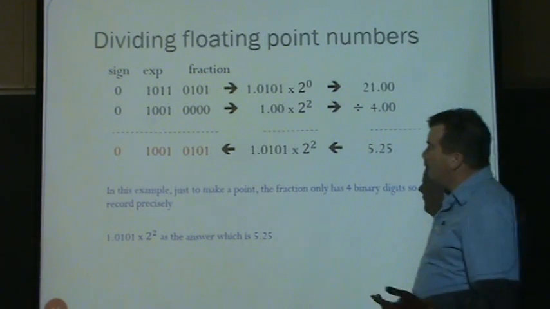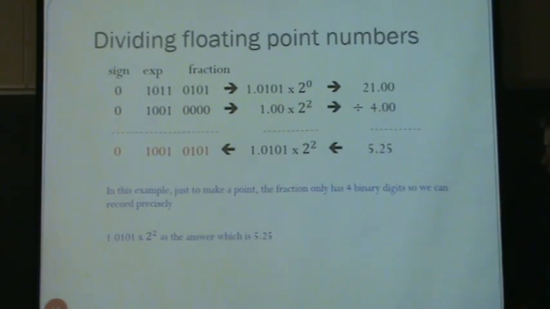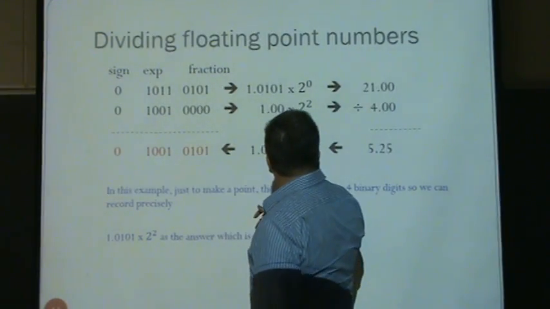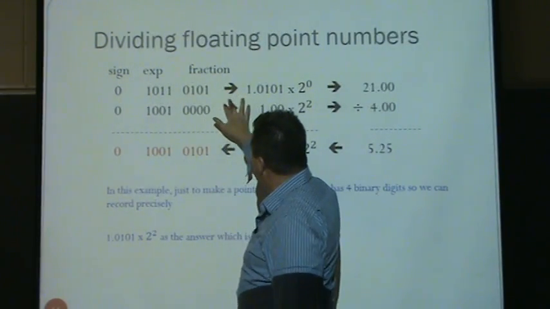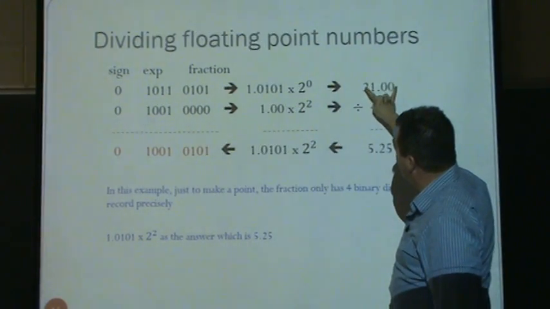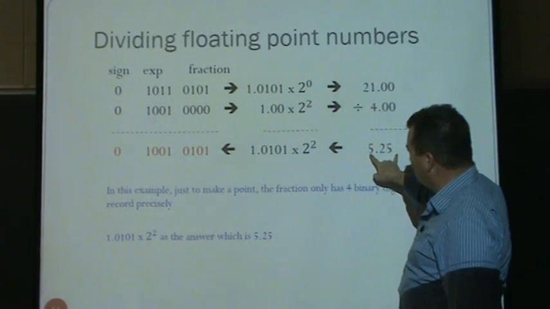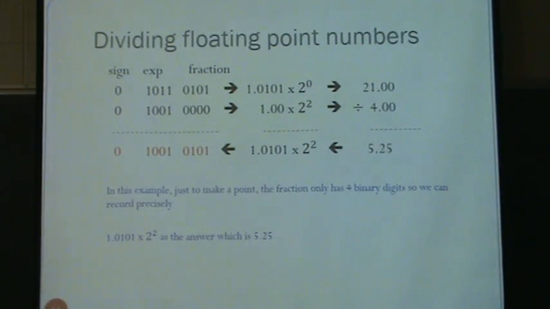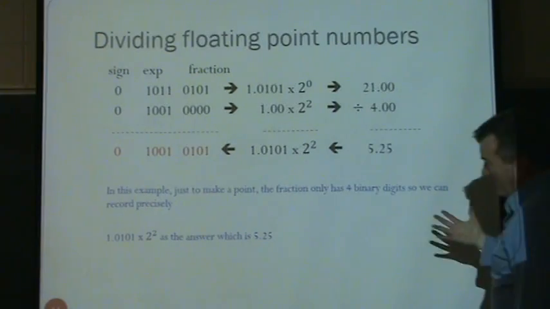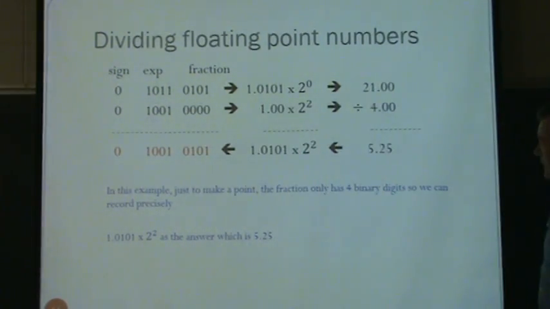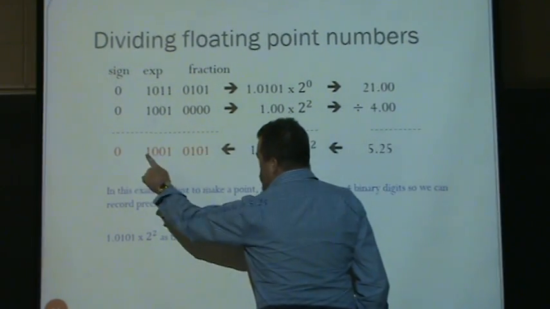All right, so this is just a quick version of the last slide. We're taking the number 21, converting it into scientific notation, which is represented by this. This number divided by this number gives us 5.4, and then we want to convert it back to the correct answer. In this case, we actually had enough bits to keep the correct answer, the correct answer being 5.25, which is fully represented by this number.